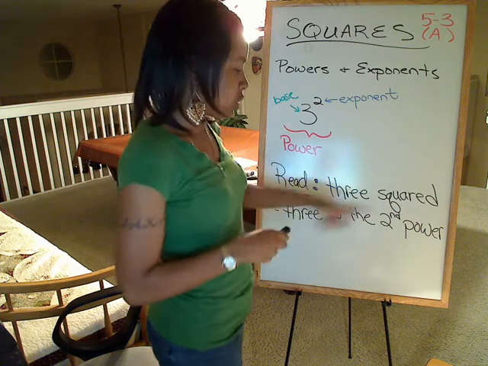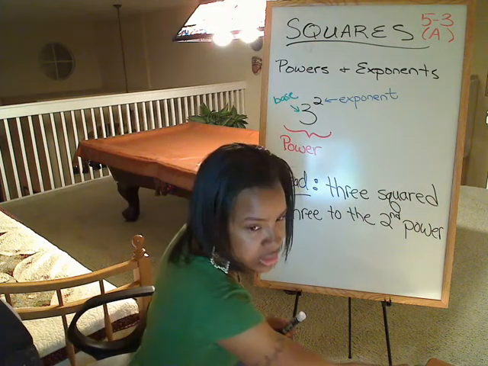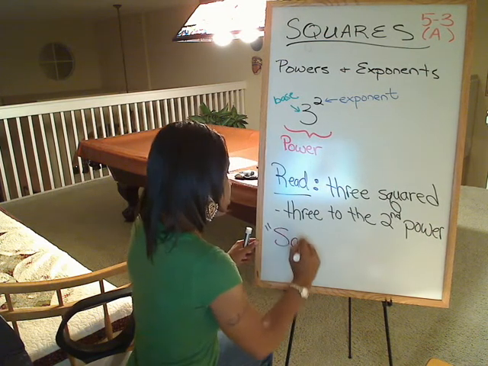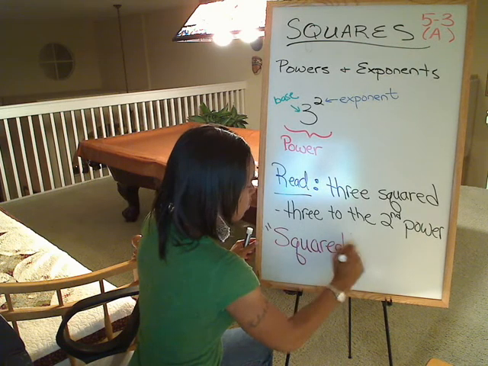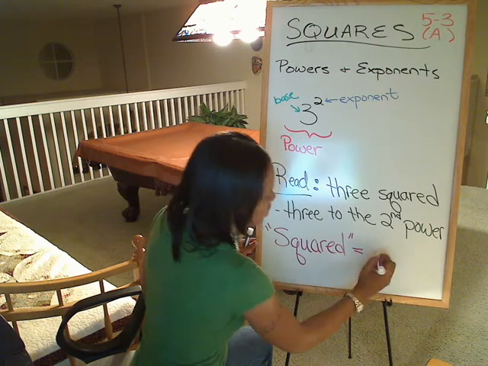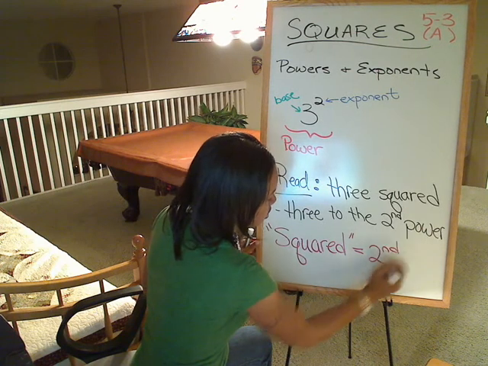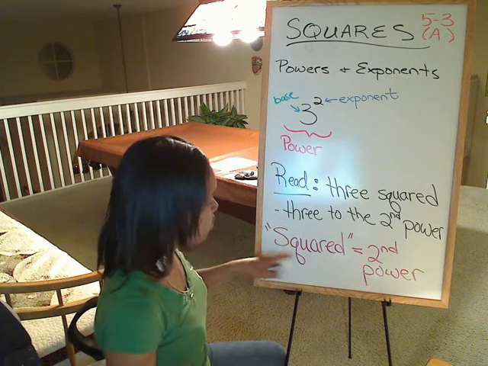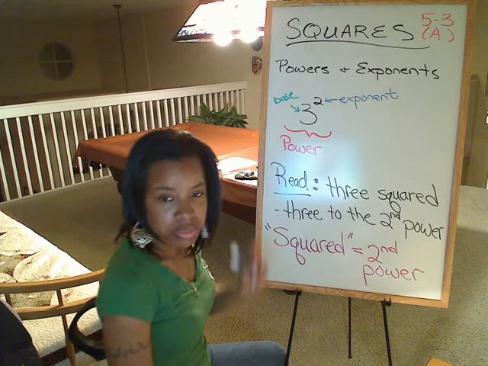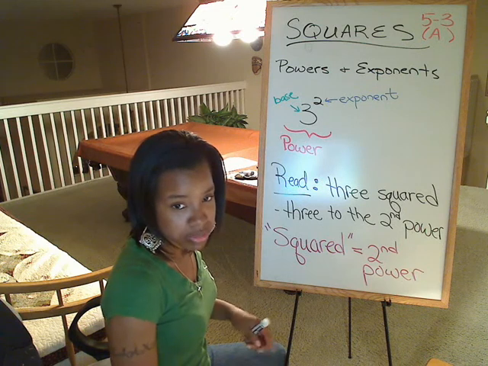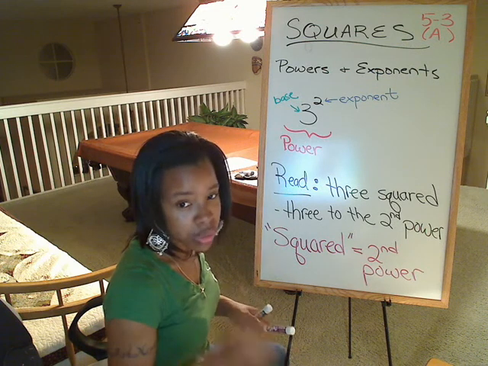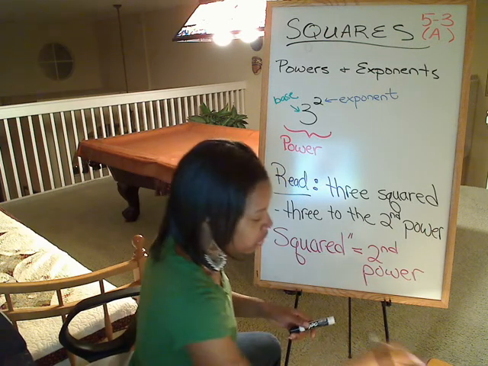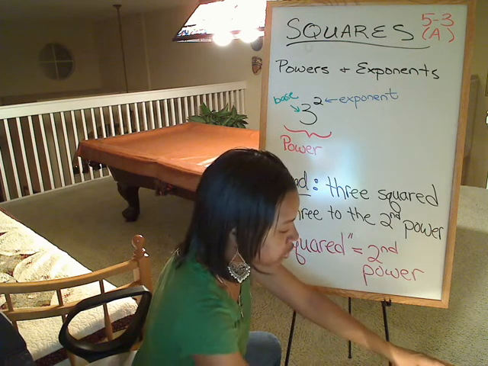So when we use this term squared, and that's going to be the focus of the lesson today, when you use the term squared, it really means to the second power. Okay? Whenever you see the term squared, the exponent is going to be a 2. That's important to remember. Whenever you see the word squared, the exponent is going to be a 2. Okay? That's very important to remember. So let's do a few examples.